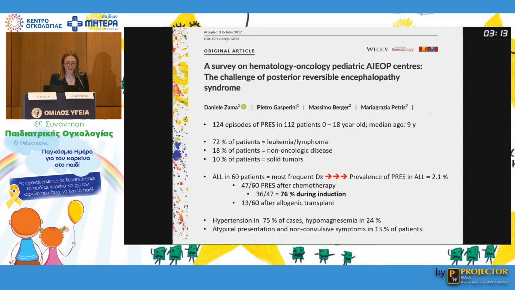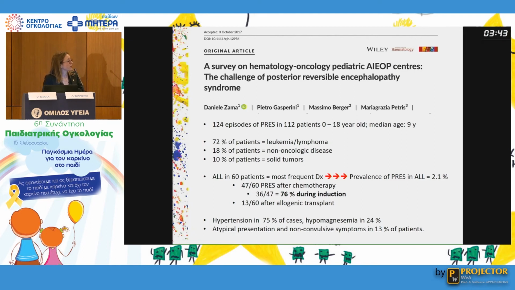The majority of them, 72%, had leukemia or lymphoma as the underlying disease, 18% had benign hematological diseases, and 10% of patients had a solid tumor. Here again, we see that the most frequent diagnosis was acute lymphoblastic leukemia in 60 patients, which led to a prevalence of PRES in ALL of 2.1%.